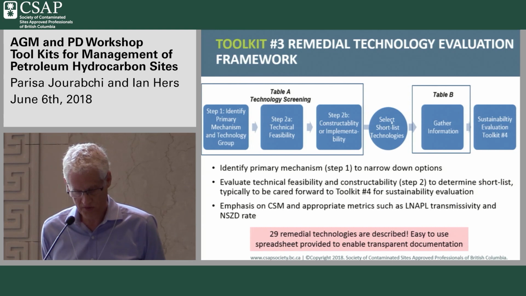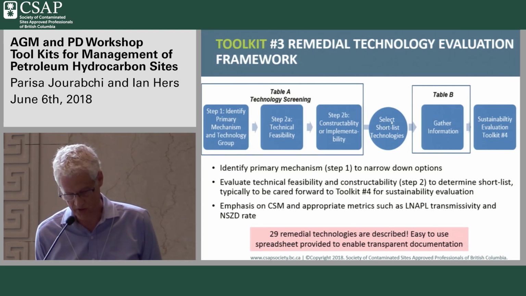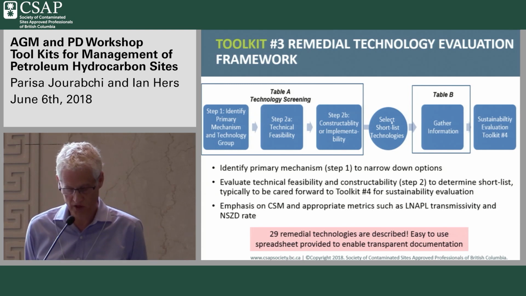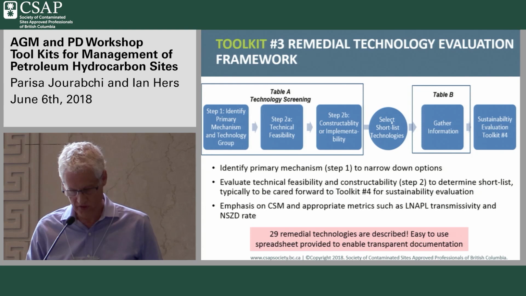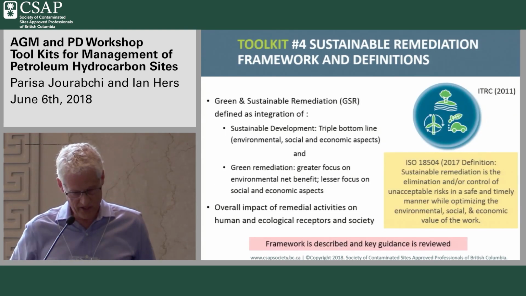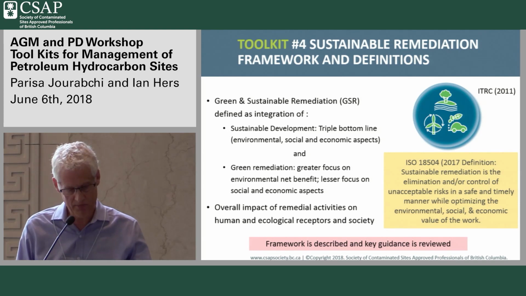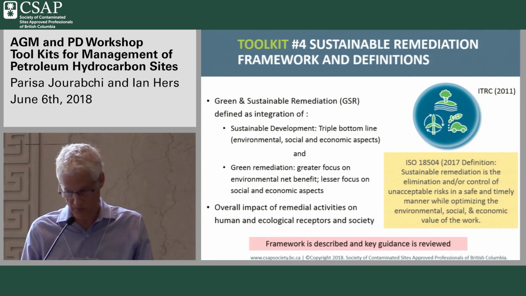Once you have that short list of technologies, you move to Table B, where you gather further information on your technology, and then move on to the sustainability evaluation in Toolkit 4. And again, that's a little bit different than the ITRC approach. So we went over that table. We're moving on, just for sake of time, to Toolkit 4, which we're really excited about. I think it's an important aspect of our framework.